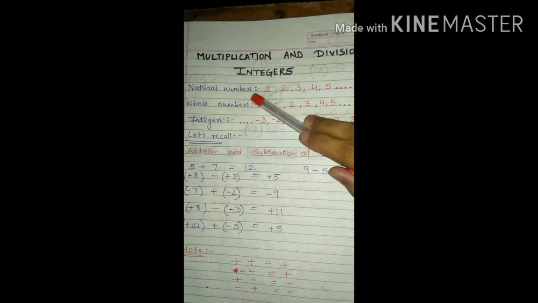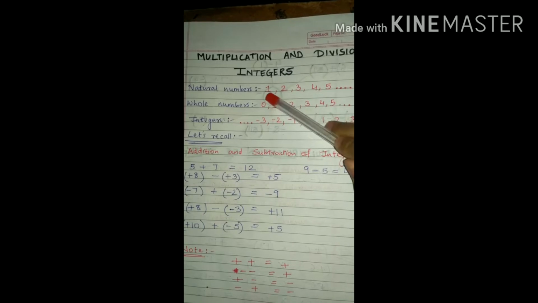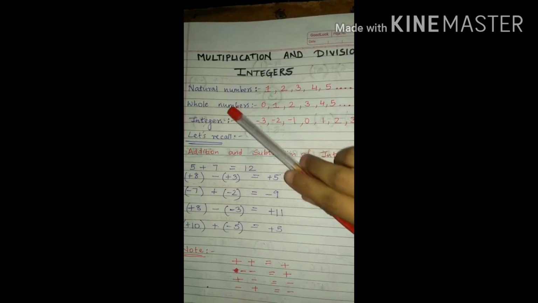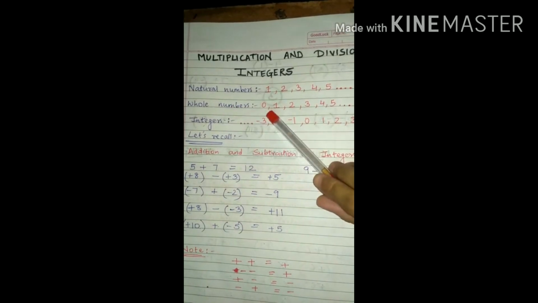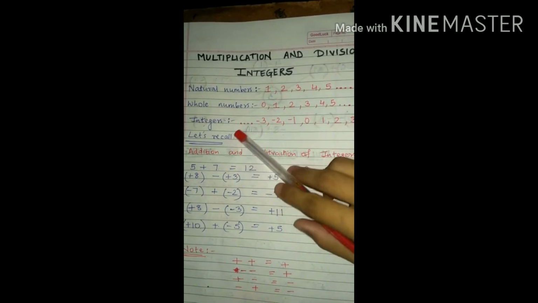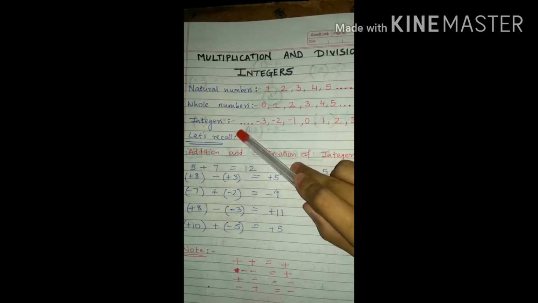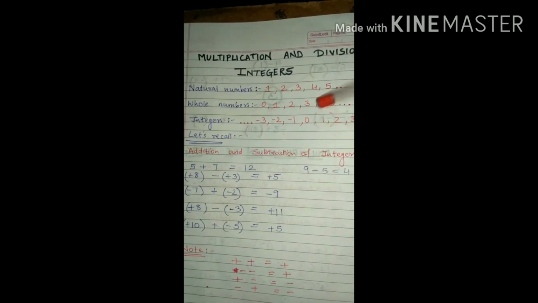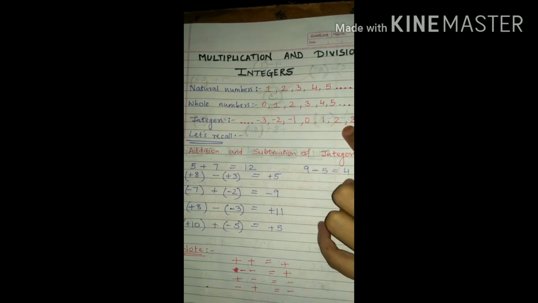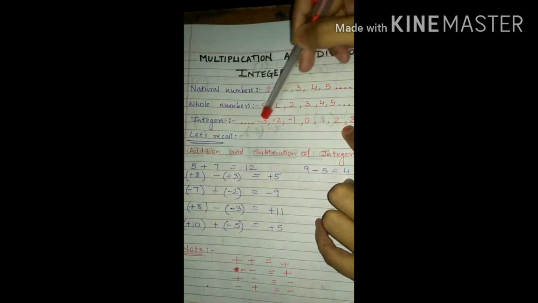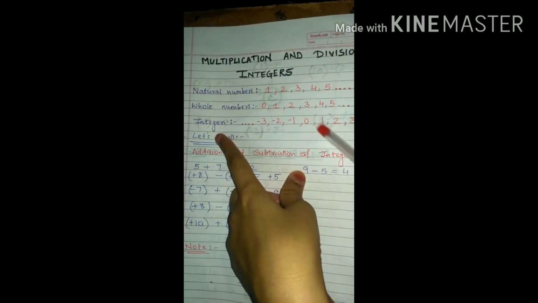As you all know, what is a natural number? The collection of numbers starting from 1, 2, 3 and so on. What are whole numbers? The collection of numbers starting from 0, then it includes 1, 2, 3 and so on. Then what are integers? Integers are a collection of numbers which includes 0, positive numbers as well as negative numbers. If there is no sign, it means the number is positive.